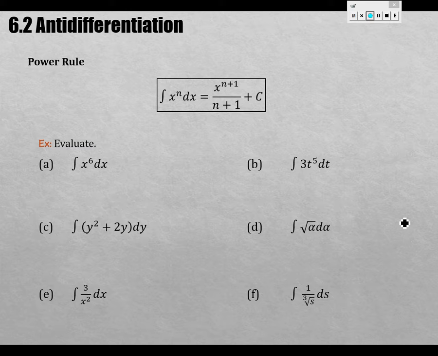Together with your properties of integrals, right? How are you going to handle this guy? Well, you can split it up first if you like.